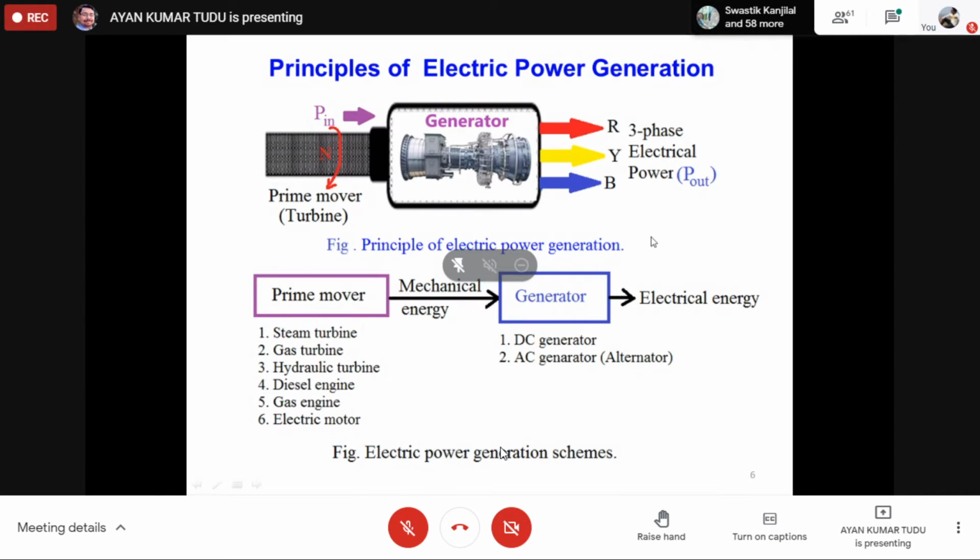This generator again can be of two types. It may be a DC generator or an AC generator. The most widely used is the AC generator. The prime mover may be steam, gas, hydraulic, diesel, or an electric motor. What is the function of the prime mover? It feeds mechanical energy to the generator, and the output of the generator is electrical energy. Okay, I hope you know these things.